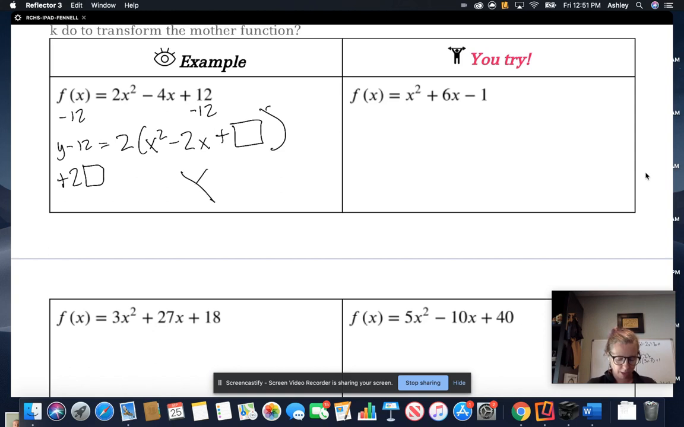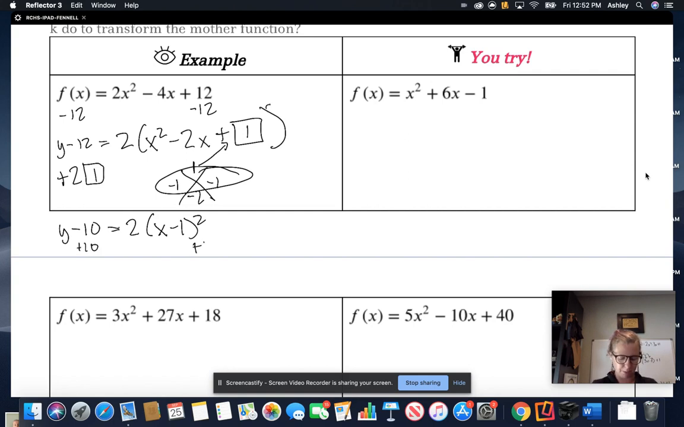All right, so I know I want 2 numbers that are identical to add to negative 2. So that's going to be negative 1 and negative 1. Negative 1 times negative 1 is 1, and that is what goes in my box to complete my square. And that goes on both sides, keeping the equation balanced. So now what we have is y minus 12 plus 2, also known as y minus 10, equals 2 times (x minus 1) squared, right? We get our factors from here, so we've already done the heavy lifting. And then all I have to do is add my 10 back to both sides. So my resulting equation is y, or f of x, equals 2 times (x minus 1) squared plus 10.